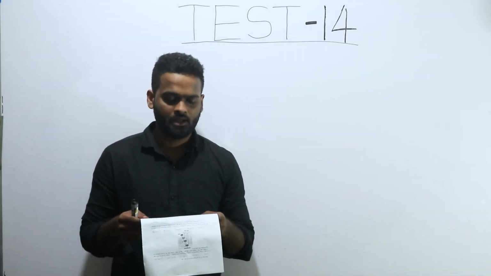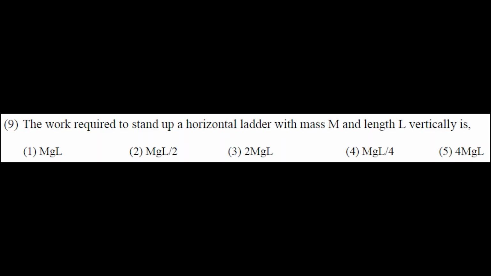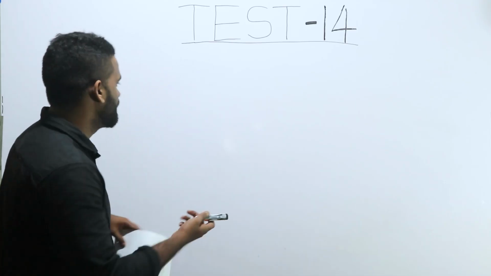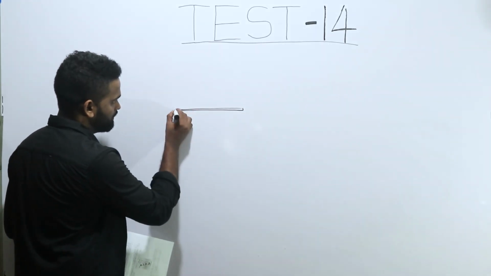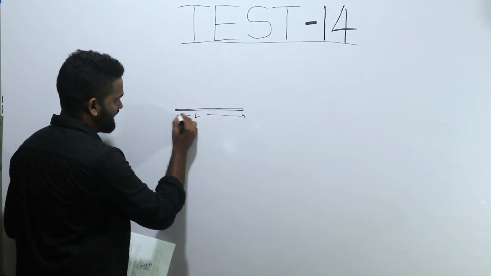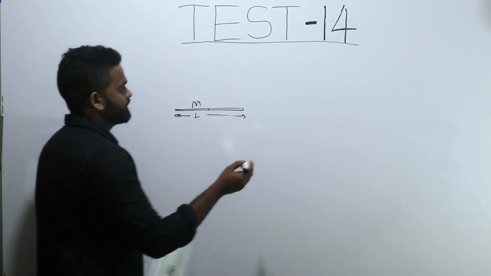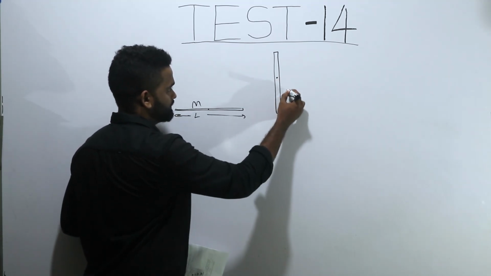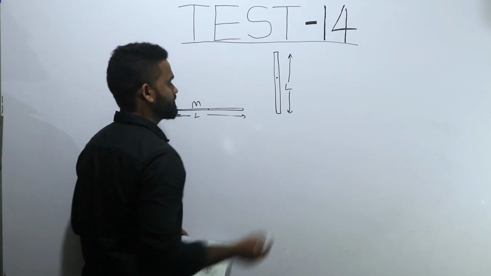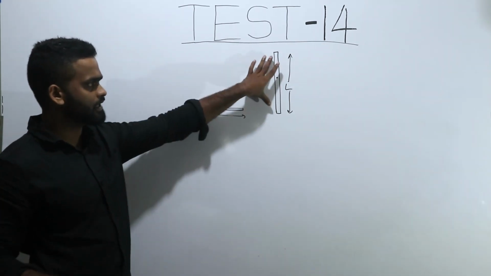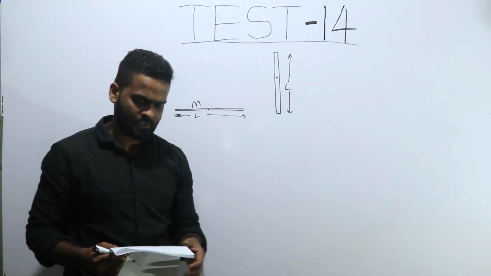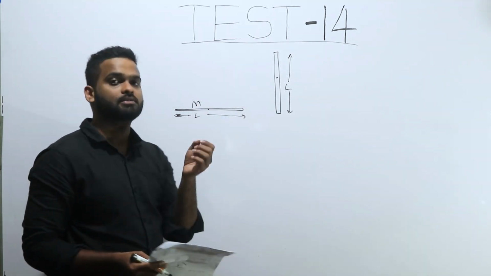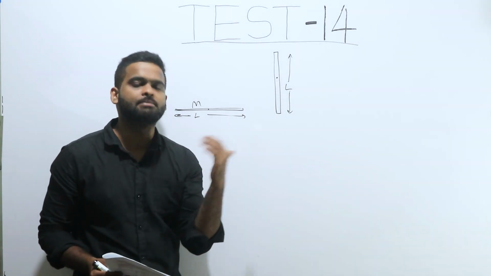Question 9. Work required to stand up a horizontal ladder with mass capital M and length capital L vertically is. Alright. So we have a ladder. Its length is capital L and the mass is capital M. So you have to stand up this like this. So the orientation of it is made vertical. So what they ask is, in order for this to happen, the work required, actually the minimum work required.